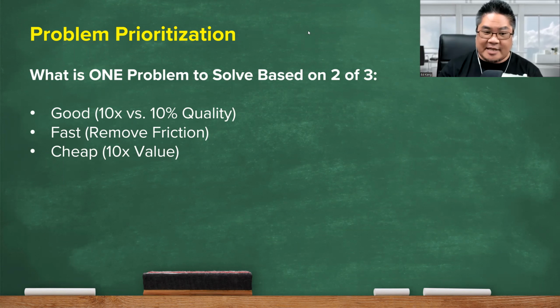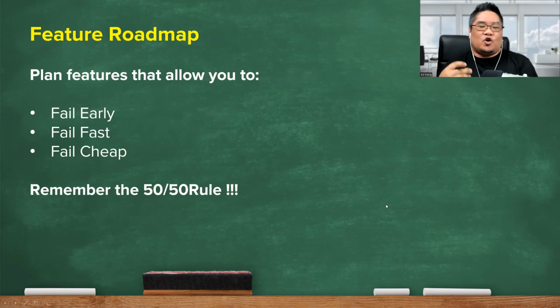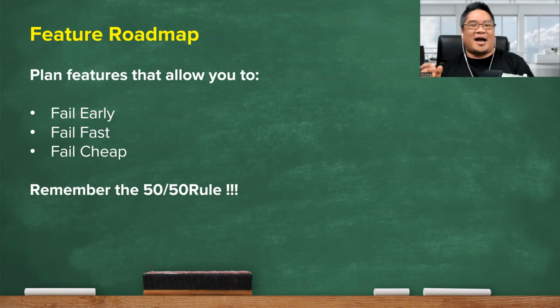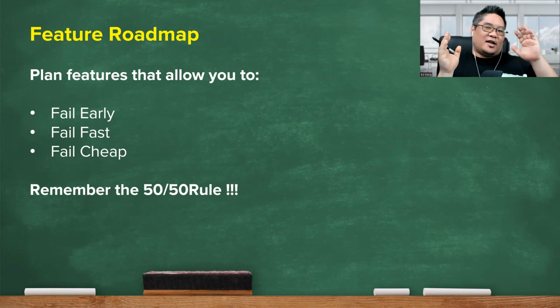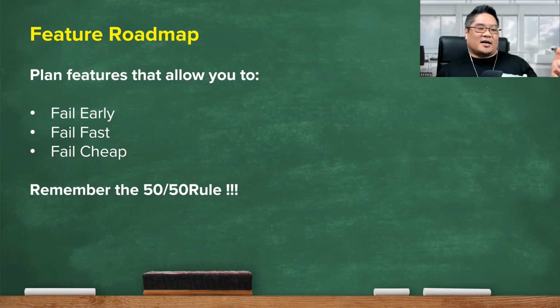All right. So that's the first step. That's what you want to do. Next is then, how do you develop the feature roadmap? So you're kind of in the general direction. You're like, okay, maybe I want to make something that's good and cheap, right? And so it's not going to be fast.